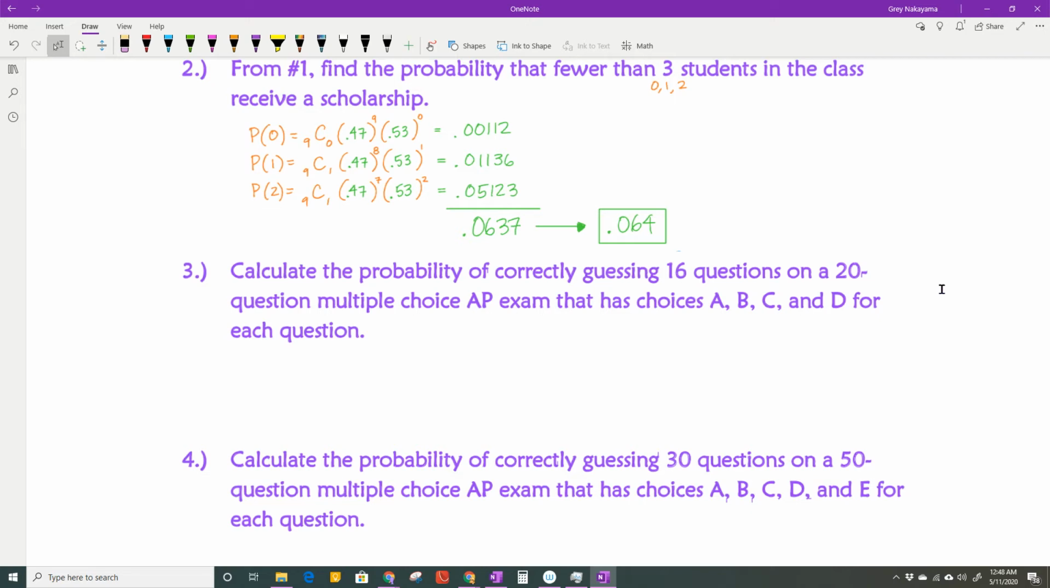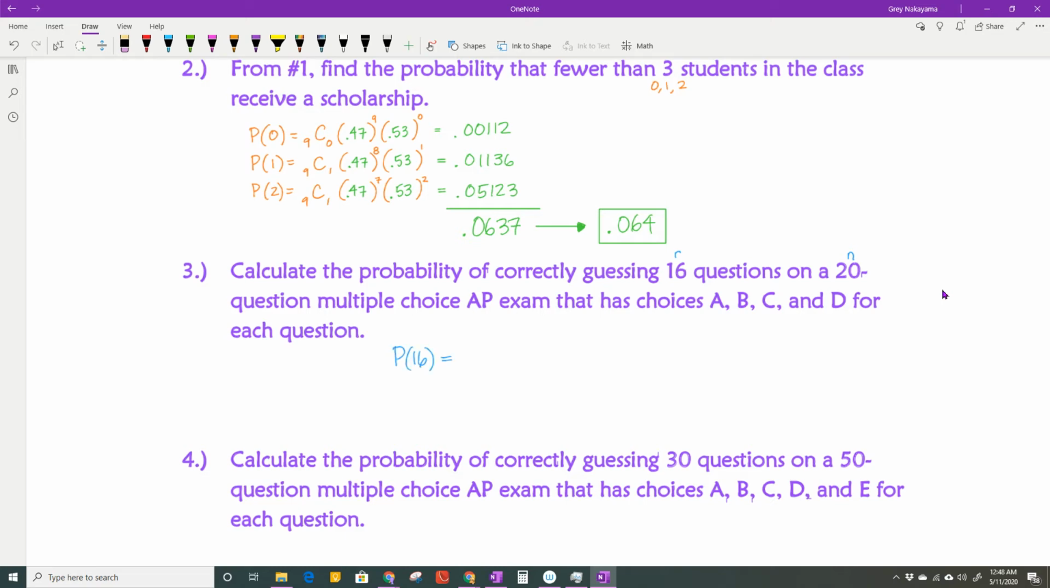Okay. Number 3, calculate the probability of correctly guessing 16 questions on a 20-question multiple choice AP exam that has choices A, B, C, D for each question. So, n is my number of trials, and if I have 20 questions, that's going to be my n. I want to correctly guess 16 of them, so that's my r. So now I've got to figure out my success rate. But it is going to be P of 16, okay?